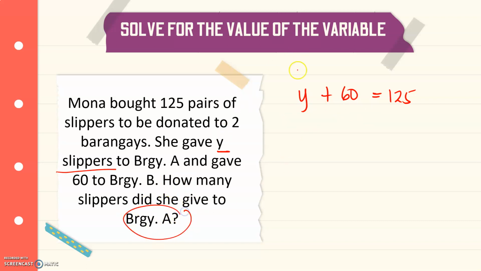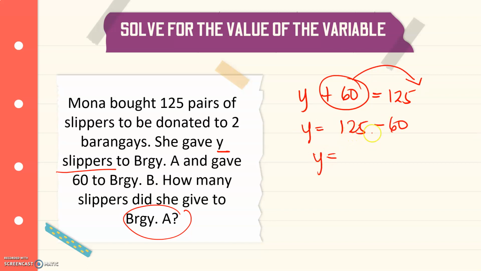because we have to know how many slippers she gave to Barangay A. That means we'll have to transpose 60 to the other side, and that will give us 125 minus 60. Then we'll have Y is equal to 65. Therefore, she gave 65 pairs of slippers to Barangay A.